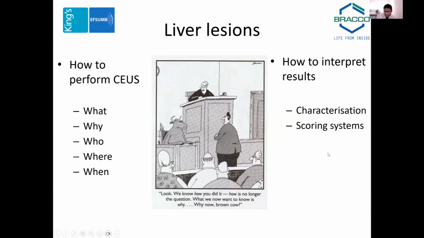So the how to perform part of it, I think we have to split into the big questions. We know that we have to answer the how, but also the what, why, who, where, and when. And the how to interpret results is not just about getting information. We need to actually know what to do with it. And that's where the characterization and scoring systems come in. And I'll go through each one of those in turn.